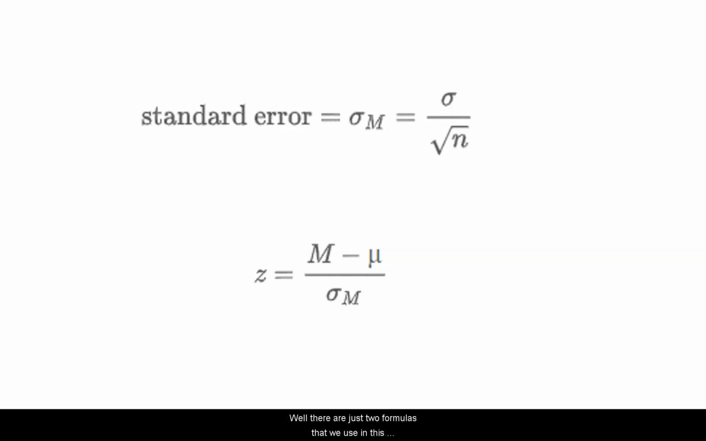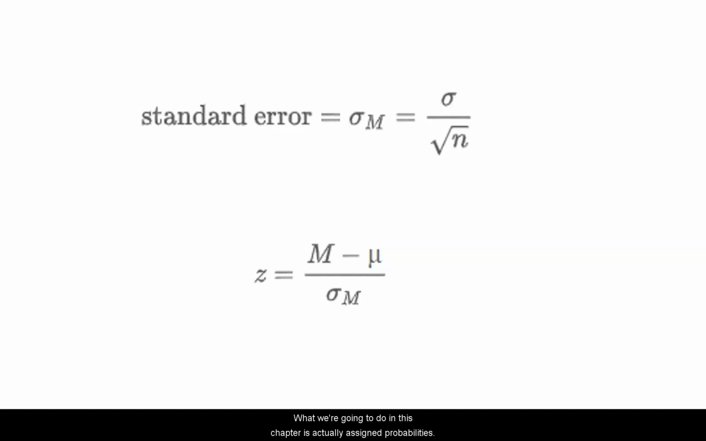Well, there are just two formulas that we'll use in this chapter. The first is the standard error, also known as the standard deviation of that distribution of sample means. And the expression is simple. It's sigma with a subscript m, and the equation is simply sigma, which is the standard deviation from the population, divided by the square root of the sample size. Piece of cake.